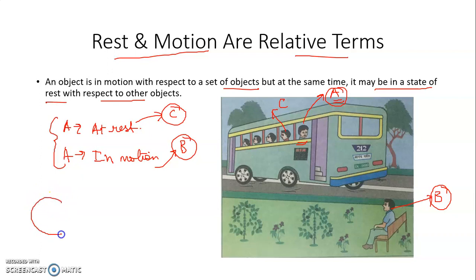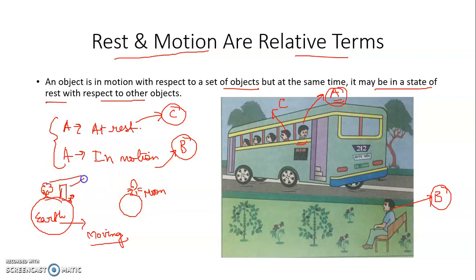Suppose this is earth. What all is there on earth? Trees, buildings, man, etc. And suppose this is moon. Now if an astronaut is on the moon and the astronaut views the earth, according to this astronaut, the earth is moving, right? Now because the earth is moving, therefore according to the astronaut, the trees, the buildings, the man, they all are in motion.